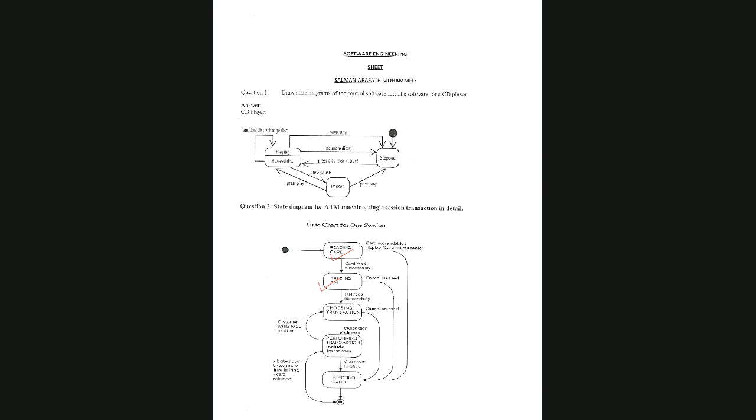After performing this transaction, what happens when you finish your transaction? The card will come out of the machine. That is called ejecting the card, and it stops here. So this is the normal flow I have shown you. The red color that I have shown you is the normal flow.